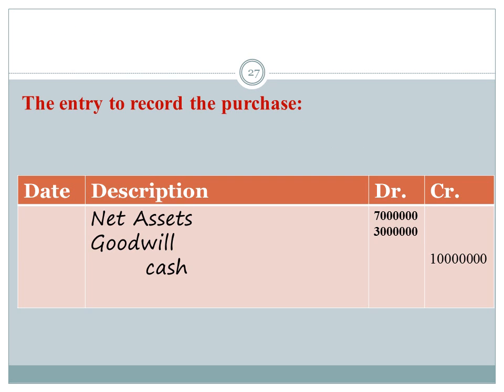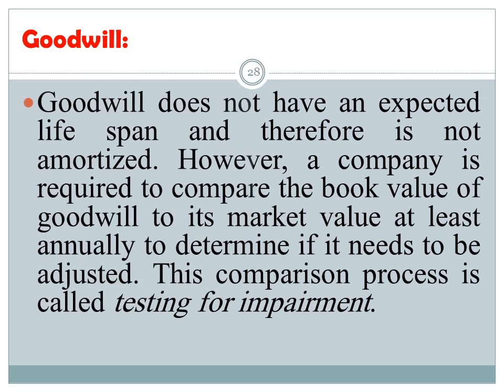The entry will be net assets in the debit side because assets increase for company A. Goodwill will be in the debit side because it is an intangible asset. We paid 10 million, so cash decreases, so it will be in the credit side. Goodwill doesn't have an expected life and therefore isn't amortized.